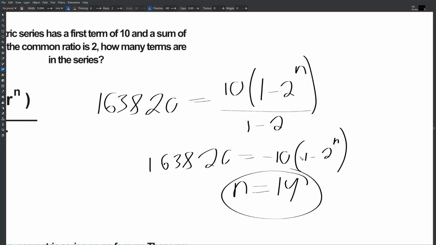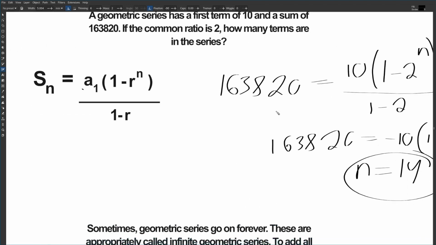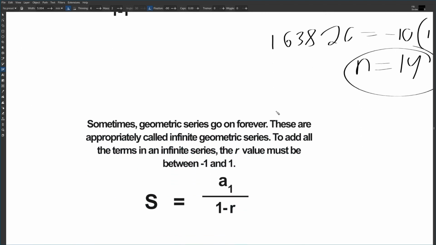As you might have noticed, we're using decimals and calculators a lot more for these problems in general since we're dealing with powers. Often these powers, if you want to solve them manually, you're going to have to use logarithms, which is its own separate topic. Now on to infinite geometric series.